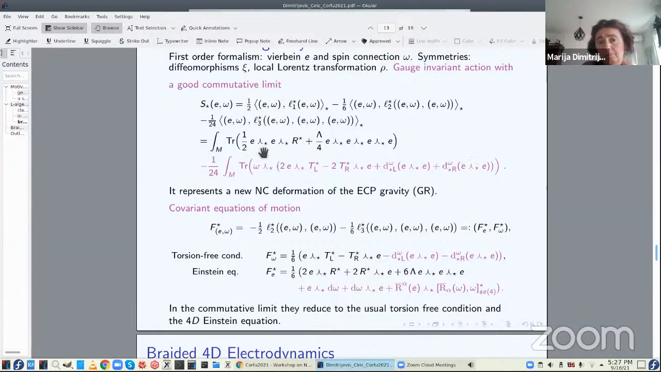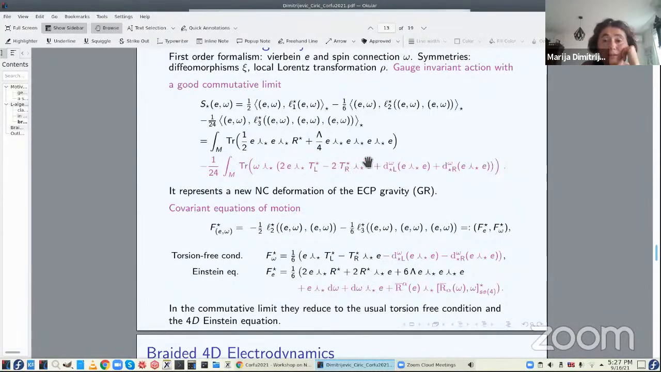For example, these two terms are something that you would expect. You just put stars in your commutative Einstein-Hilbert action. This is the cosmological constant term. However, there is the whole line of new terms, which you would not write by somehow.